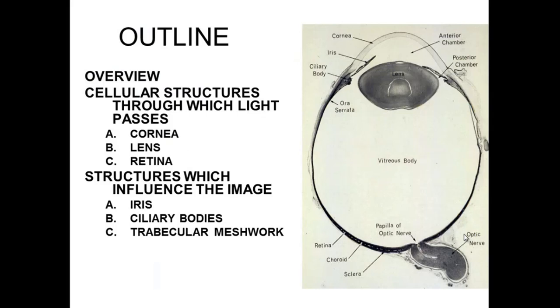We want to cover the things through which light passes, which is the cornea, the lens, and the transparent portion of the retina. And we're going to talk about things that influence the image, which is the iris, which regulates the amount of light coming through, the ciliary bodies, and the trabecular meshwork.